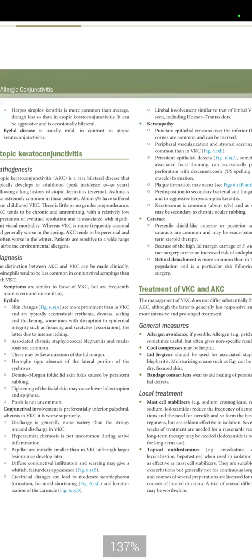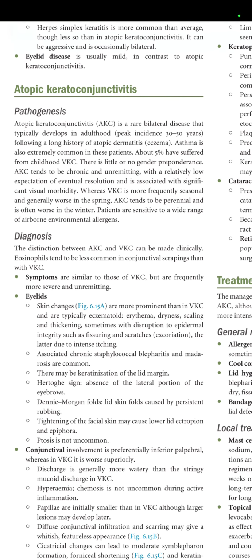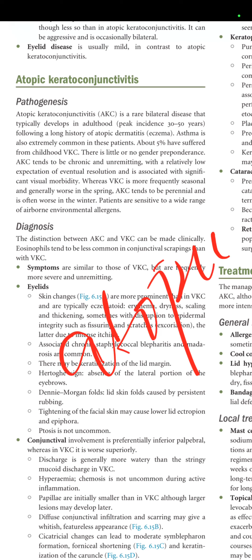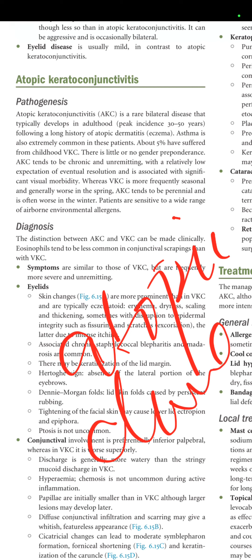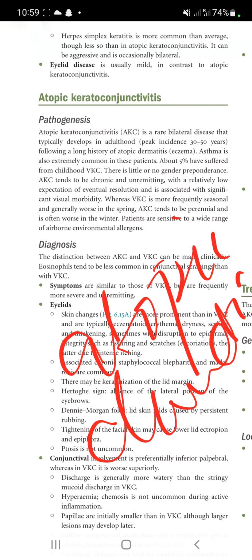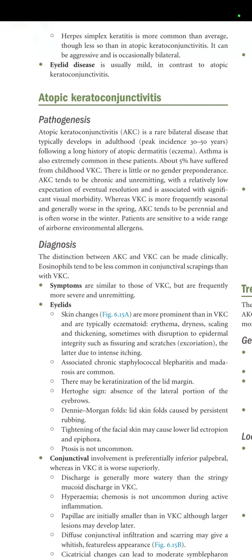So atopic keratoconjunctivitis is a disease that occurs basically in adulthood, and the patient has a history of atopic dermatitis. Atopic dermatitis is basically an allergic disease of the skin, and there will be a rash present on the skin of the patient. So usually the patient also presents with eyelid disease as well.